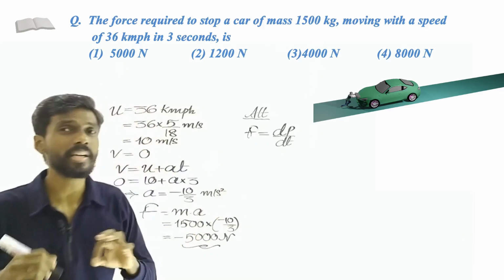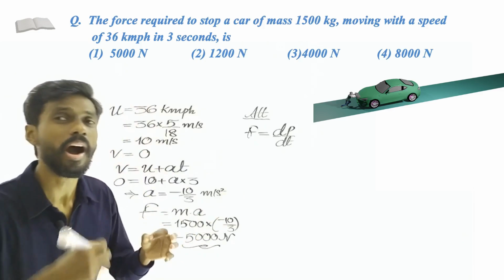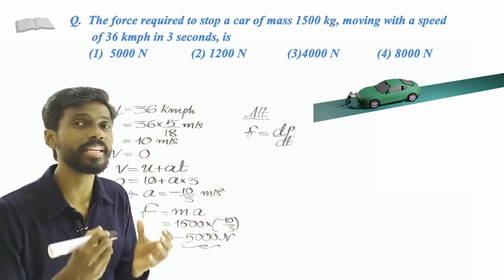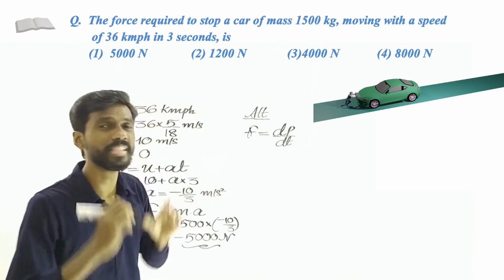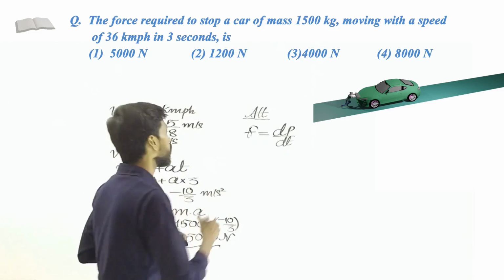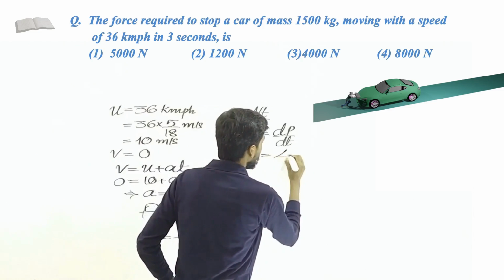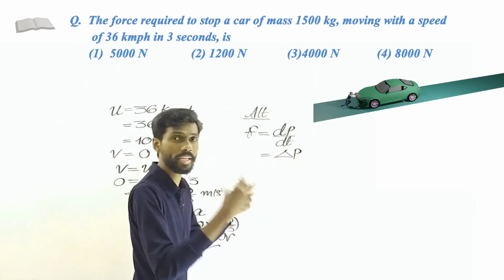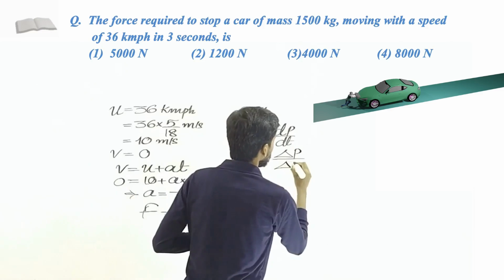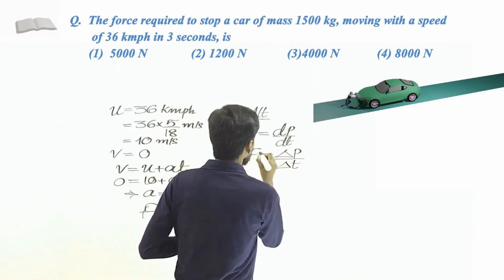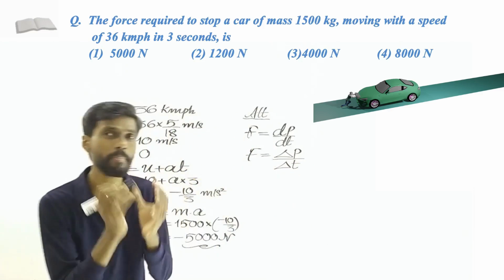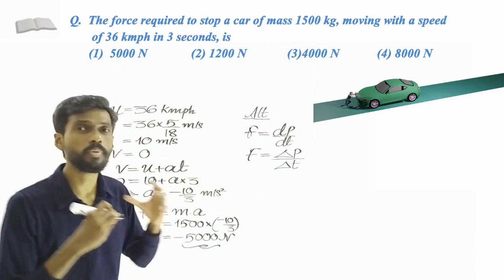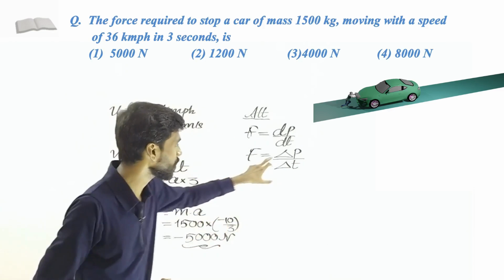Suppose this force is a constant force, or if the force is not constant, we only need the average force. In either case, we can use this formula: delta P, the change in momentum, divided by the change in time. This can be used if you just need the average force in that time period. Delta T is the time period. In that time period, the force applied is the change in momentum divided by the time.